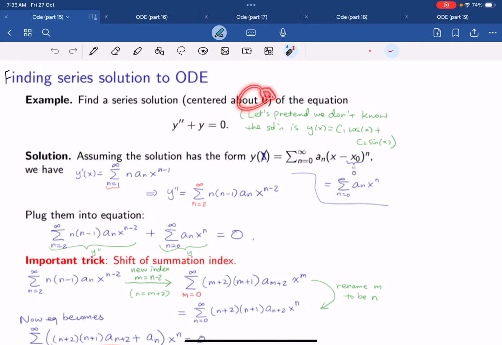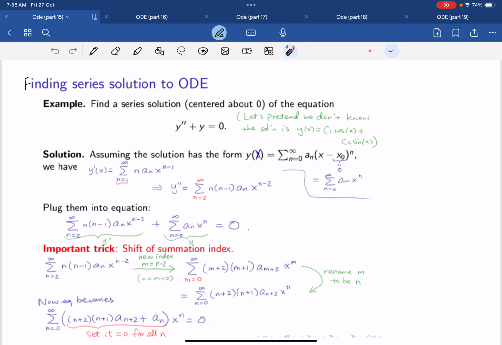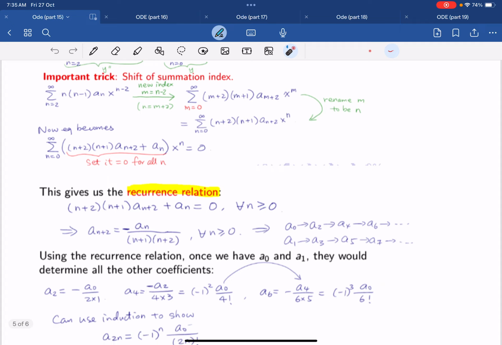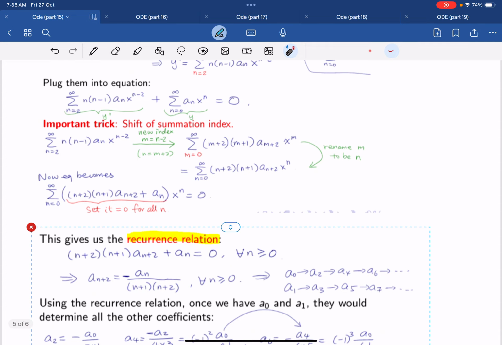And if you center about 0, then this x_0 is 0, so you actually get this. And because of that, we just need to differentiate this to get the following formula, and differentiate again to get this. And then you just need to resubstitute it into this equation, and you get the following. So you can shift this index of summation to start from 0, and this is x^n now. With that, our equations can combine together because they start from the same starting point and end at the end, and each term is the same.